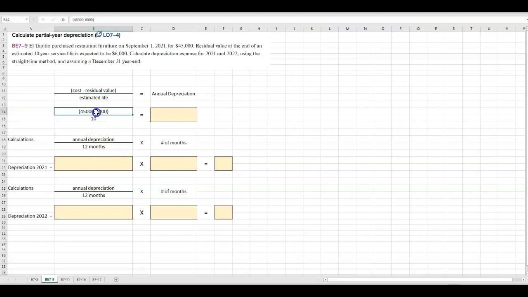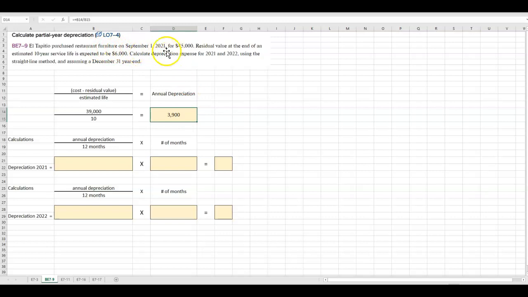In this instance, it's 45,000 minus 6,000, divided by 10 years. So we're going to take 39,000 divided by 10 years. That's $3,900 per year.